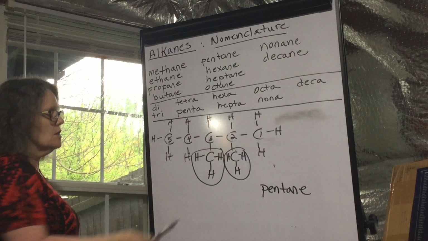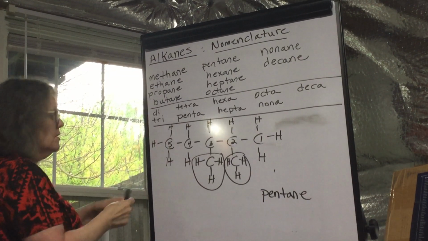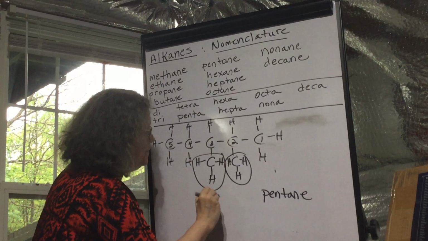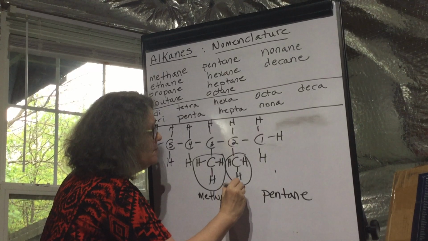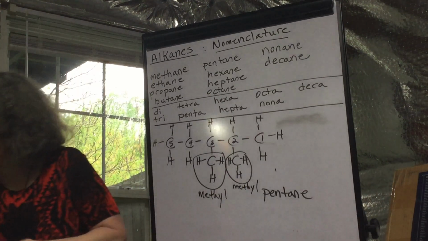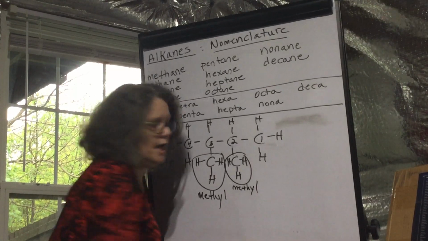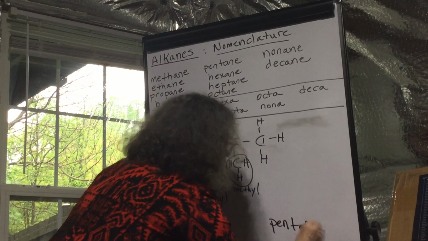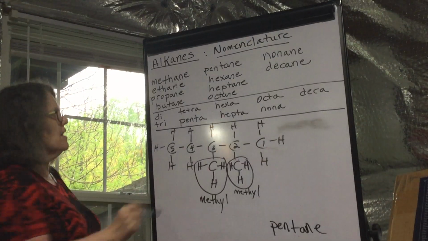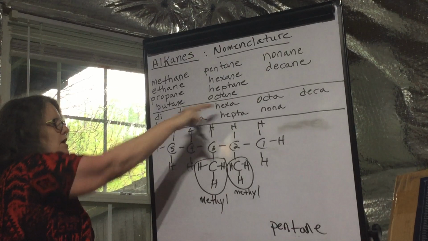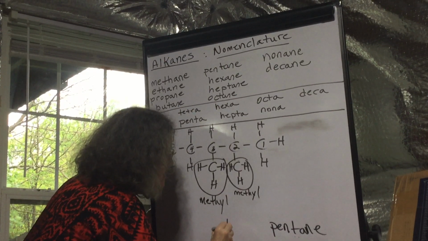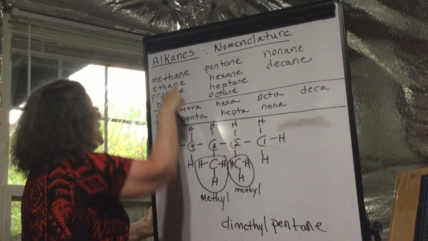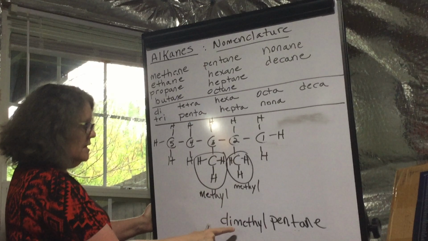What do I have attached? A 1-carbon chain. 1 carbon is methane when it's attached. Here's a methyl. This is also a methyl. Let me move my pentane. I have 2 methyls. Okay? So I have dimethyl. Methyl group is a 1-carbon chain. When it's attached, it becomes methyl, not methane.